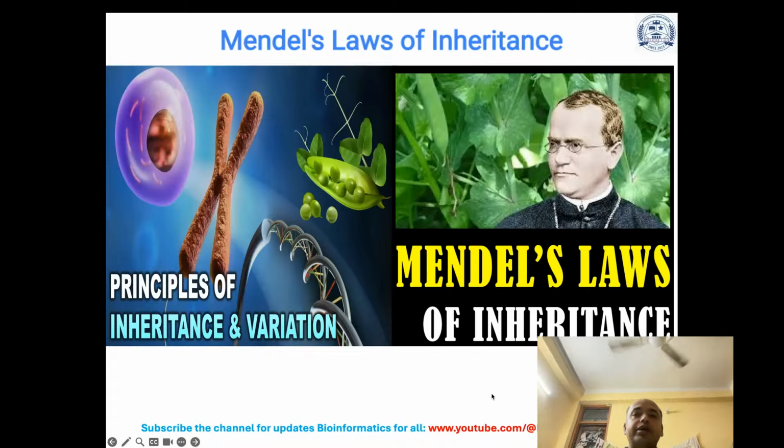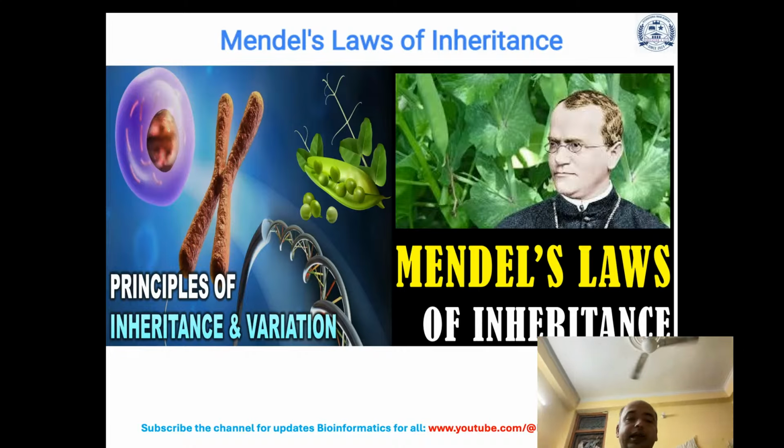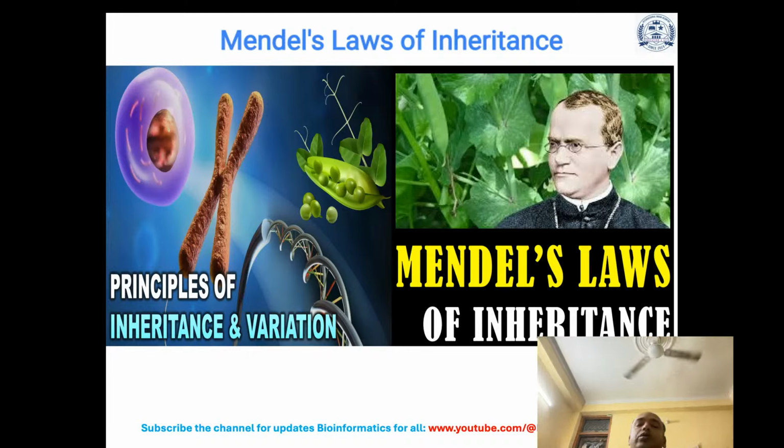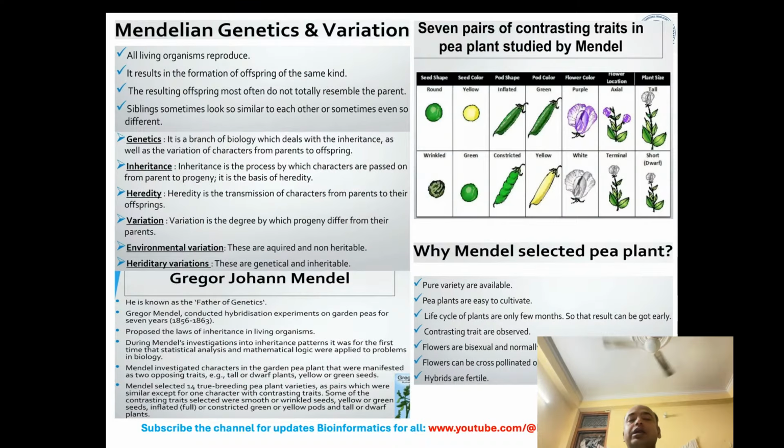Hi, today I am going to present in biology Mendel's laws of inheritance, or principles of inheritance and variations. Mendel's law of inheritance is quite popular, and most students, even at the school level, are familiar with it. So, what happens in Mendel's genetics and variation?